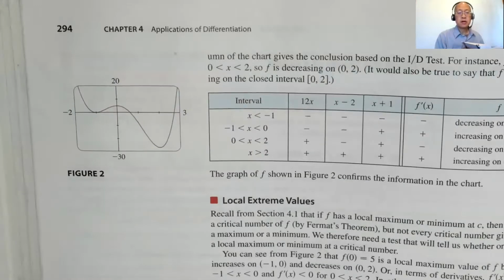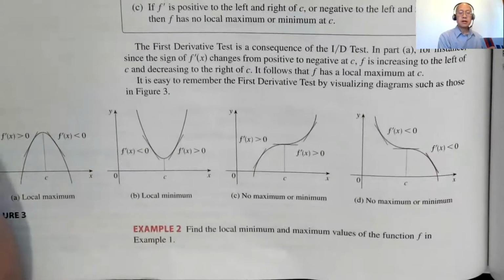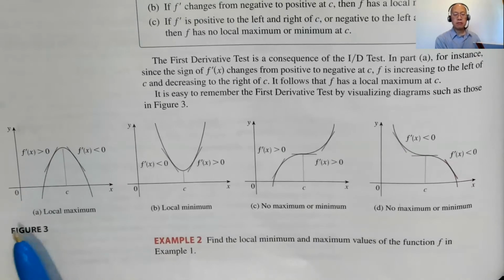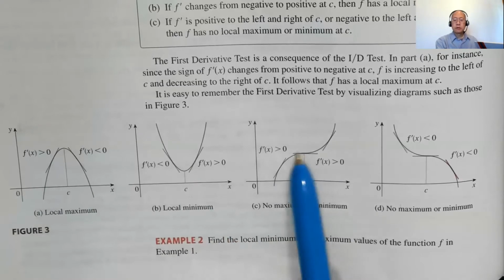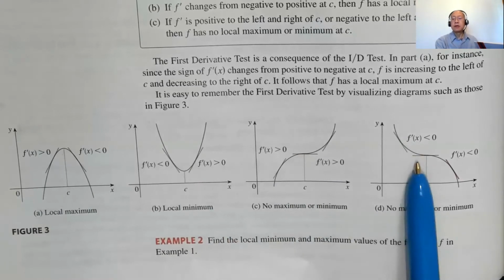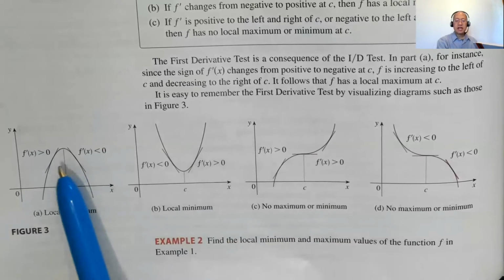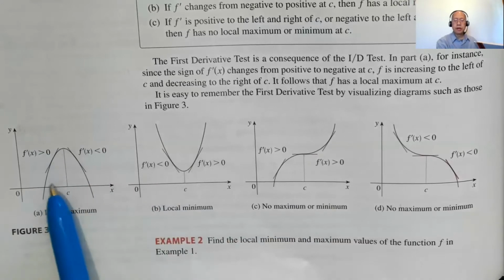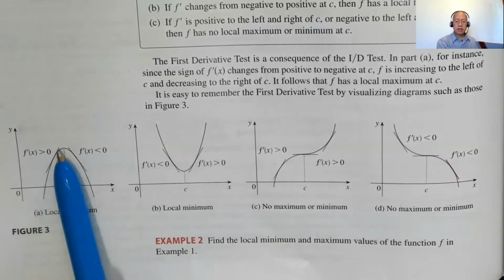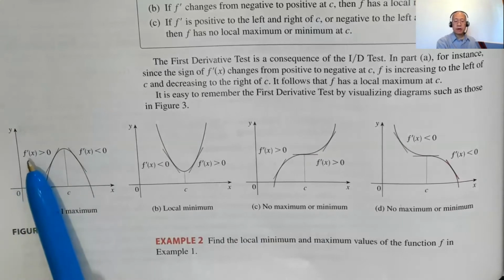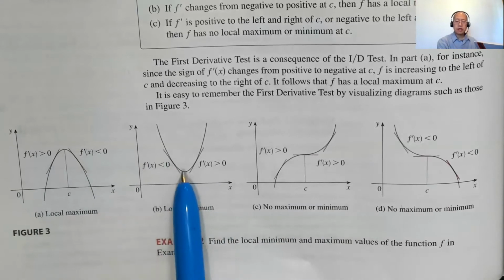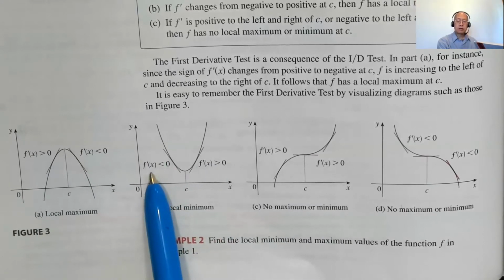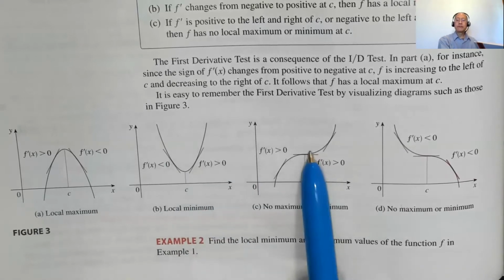All right, we have the first derivative test. It's on page 294. Let's take a look at these examples here. Local maximum, local minimum, neither maximum nor minimum, neither maximum nor minimum. Okay, so in each case, the derivative is 0, slope is 0. What's at a local maximum? Well, it goes from increasing to decreasing. Okay, f prime greater than 0, f prime less than 0. Local minimum, it goes from decreasing to increasing. F prime less than 0, f prime greater than 0.